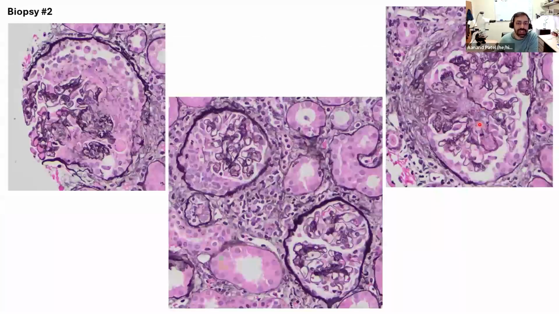But if we look at the glomeruli, here's just a sampling of some of those glomeruli, and we see multiple glomeruli now with cellular crescents, such as this one here and this one here. And then there's also some segmental scarring here and a wedge-shape attachment between the glomerular tuft and Bowman's capsule, which is a sign of scarring of a previously active lesion. So we have more widespread crescents and a little bit more chronic injury in the glomeruli.